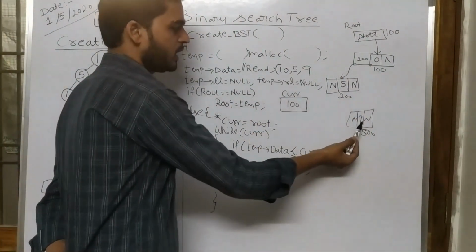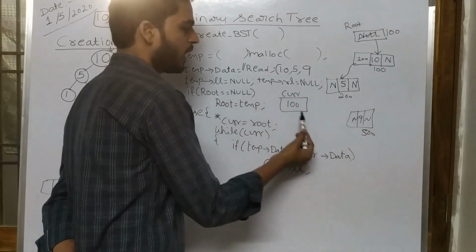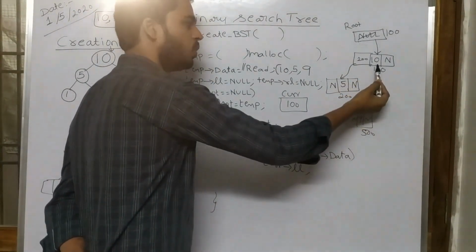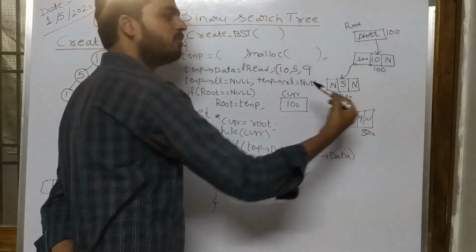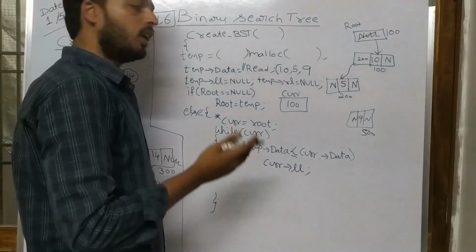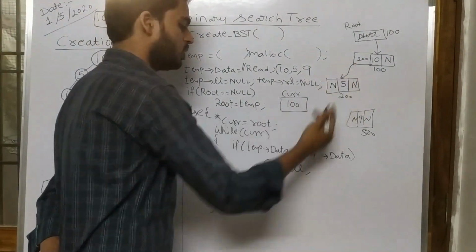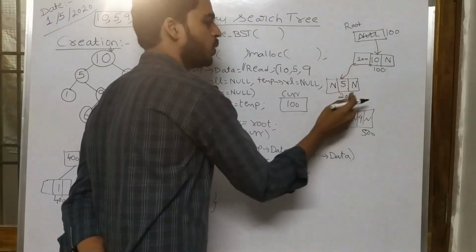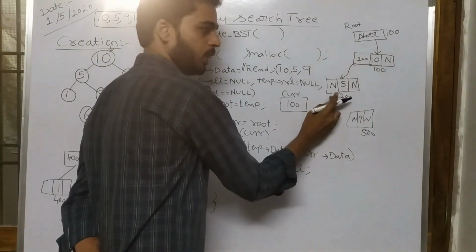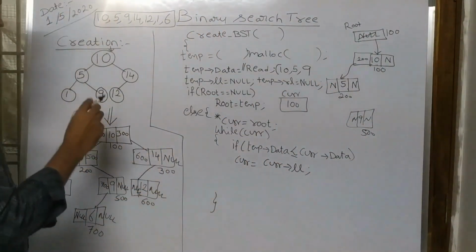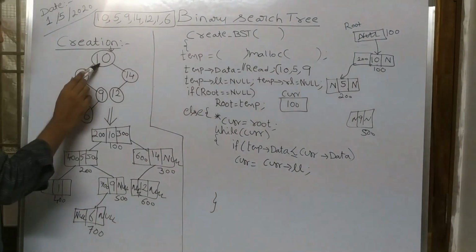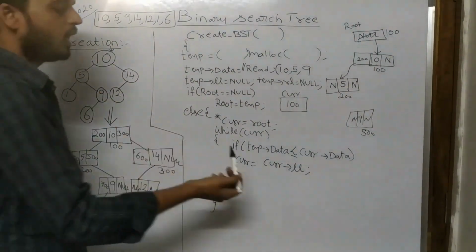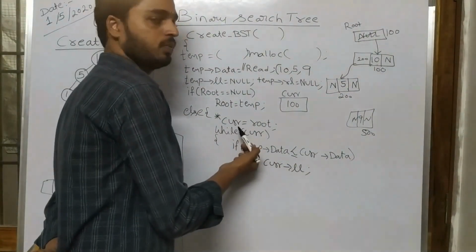So check here. If temp's data is 9, less than the current value, which means 10, right? Yes, 9 is less than 10. Then what do we need to do? We need to move to the left side. How are we going to move to the left side? Current equal to current's left, meaning that I need to move to the 200th location. I need to move to the next location, right? Here also we did that only. 9 is less than 10. I won't directly add here. I need to check the corresponding node.